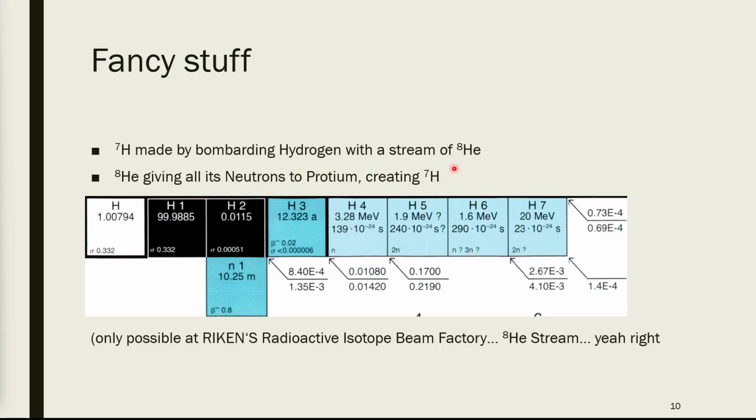Normally you have helium-4, right? And helium-8 is really neutron-rich. In a very unlikely case, the helium-8 gives all of its 6 neutrons to the protium, creating H7. And this is only possible at Riken's Radioactive Isotope Beam Factory, because the helium-8 stream is not something that you just have in a normal nuclear lab.